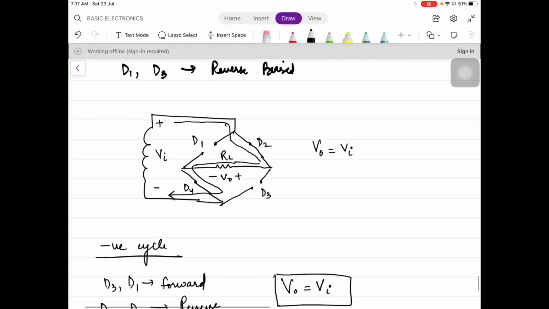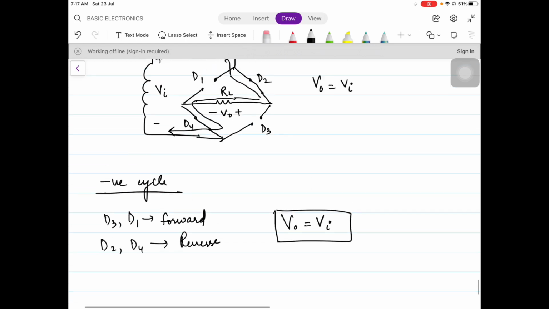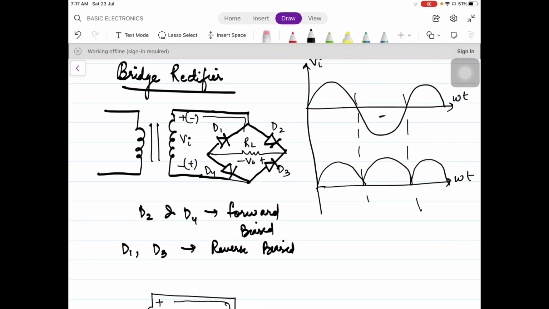All right, so that was the working of center tap and bridge rectifier. Very important, and this question has come many times in the exams: explain the operation of bridge rectifier with input and output waveforms. So you have to properly explain the circuit diagram, working, and the input and output waveforms.